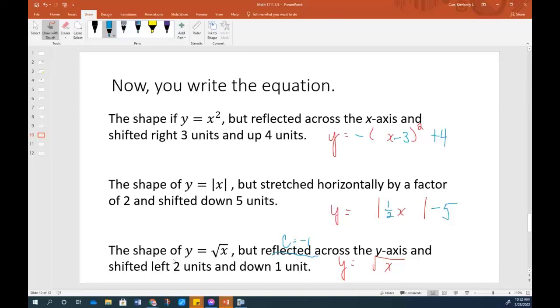And it's shifted to the left 2 units. Okay? However, I need to factor this -1 out. Now I'm going to write down what the answer is and then try to explain it, because this one is just tougher to see.